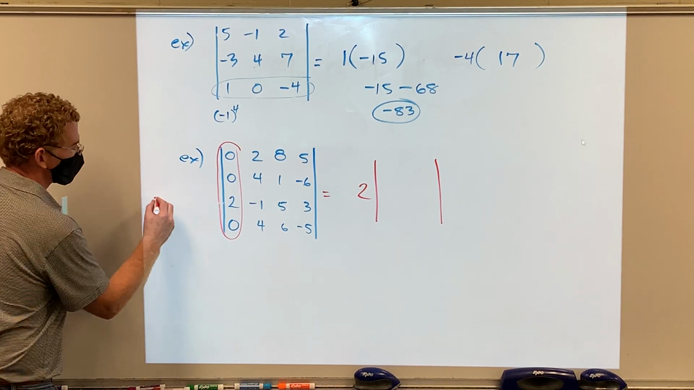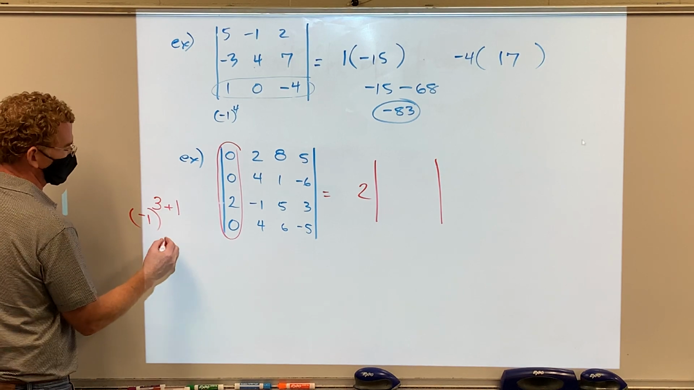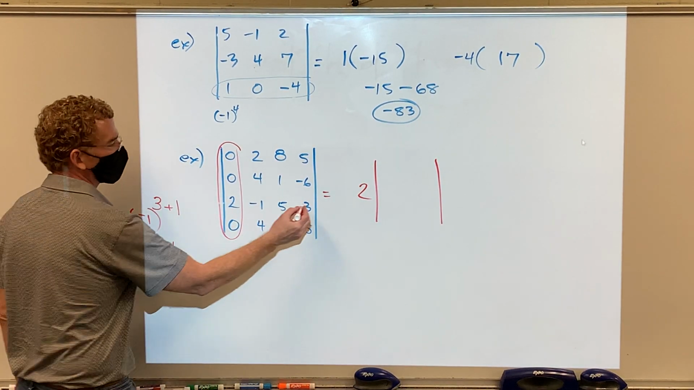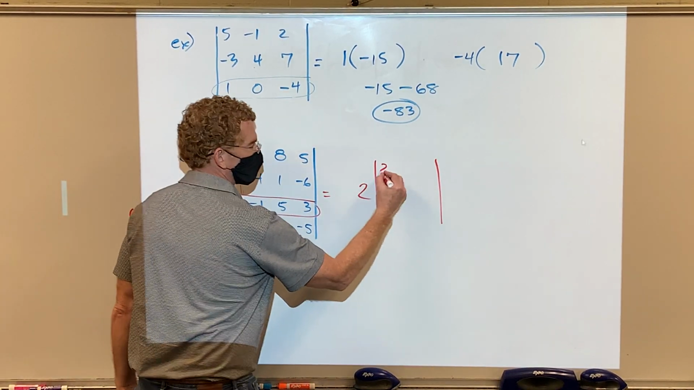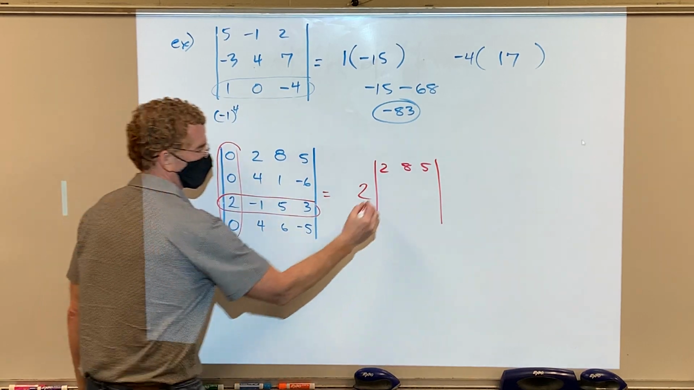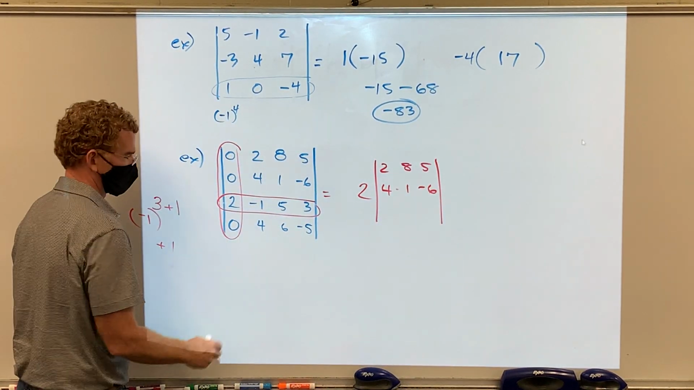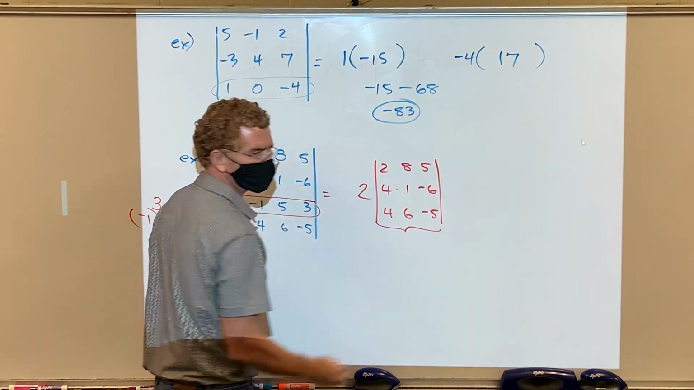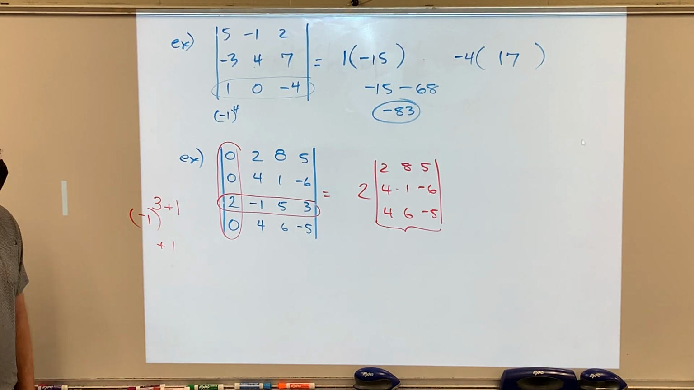Or you could say 3rd row, 1st column. What's -1 to the 4th? +1. So I'm not changing the sign. But looking at this, what is not in the row or column of 2? 2, 8, 5. 4, 1, -6. 4, 6, -5. And at this point, do we know how to do a 3 by 3? Yes. And that you'd have some discretion on whether you want to do a minor or whatever.